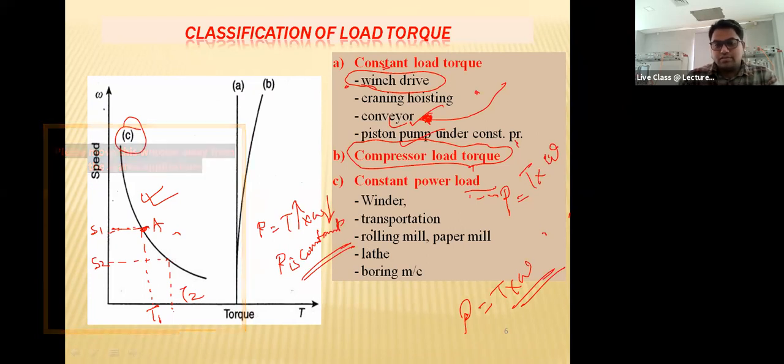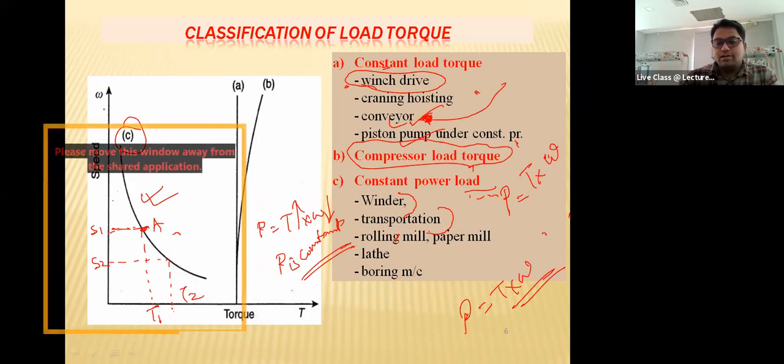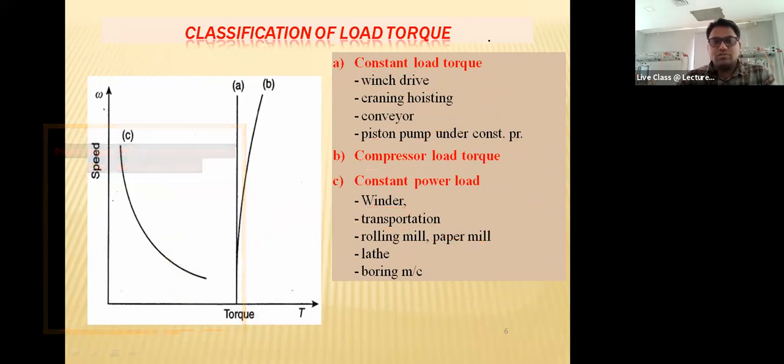So what types of things have this type of characteristics? A winder, a transportation. Doesn't it happen in the transportation sector? Then lathe, boring machine, and rolling mill, paper mill. So just tell me a point where this transportation thing shows this type of graph. Where does the transportation thing show this type of graph?